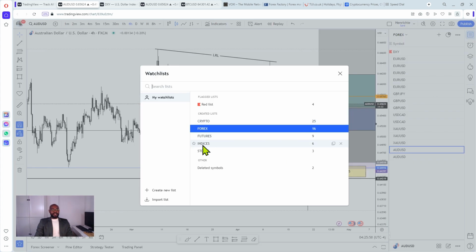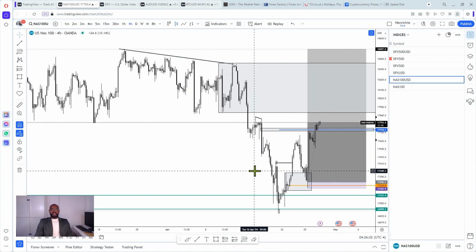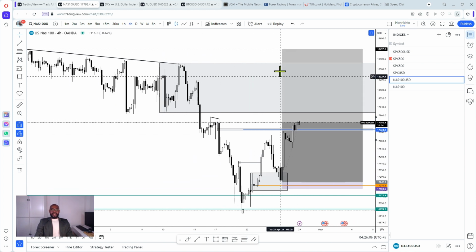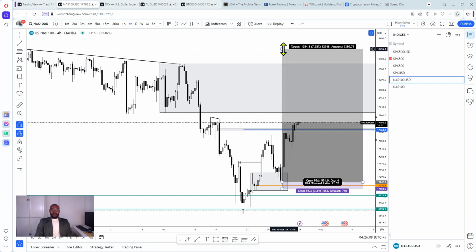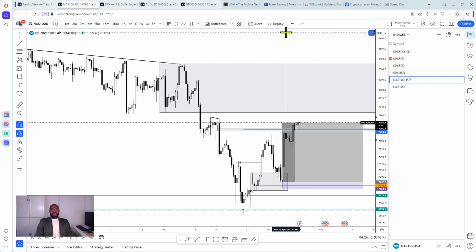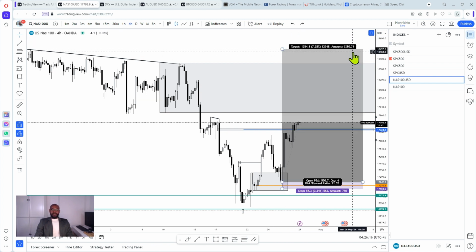So the last but not the least for this live stream is NAS100. I'm still holding on to my NAS100 trade, which is in a very nice profit. So far, it's at a 1:9 risk to reward ratio, which is absolutely beautiful.